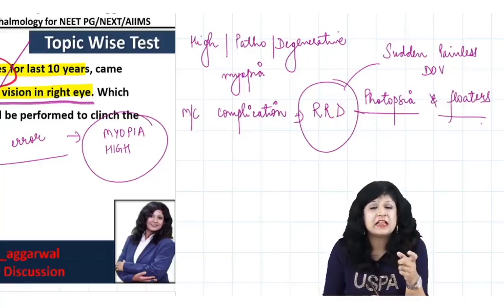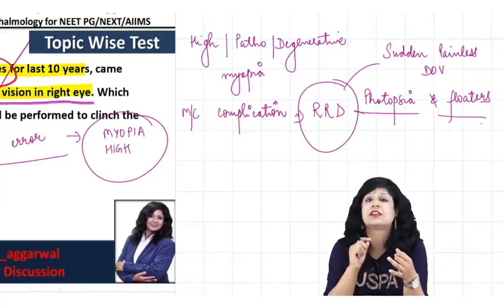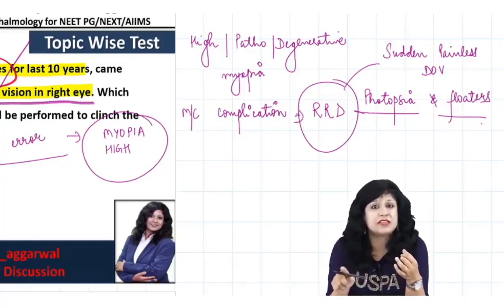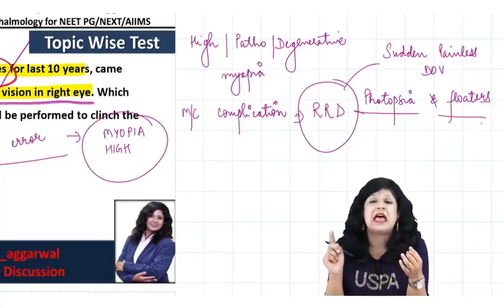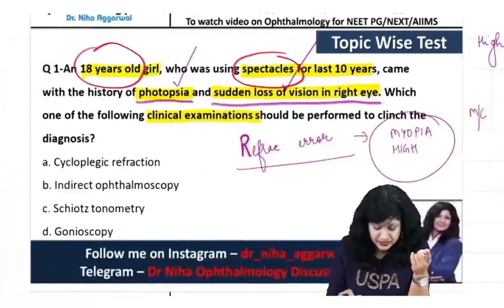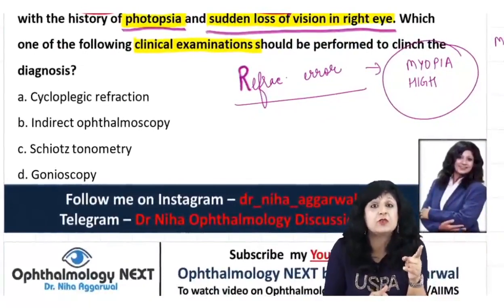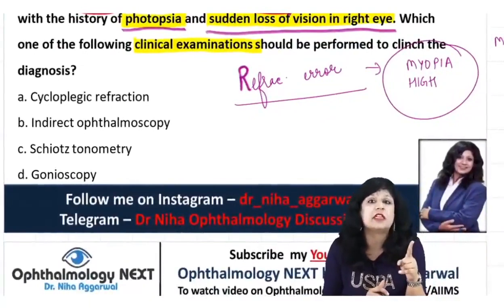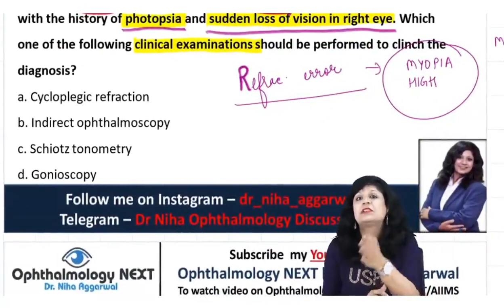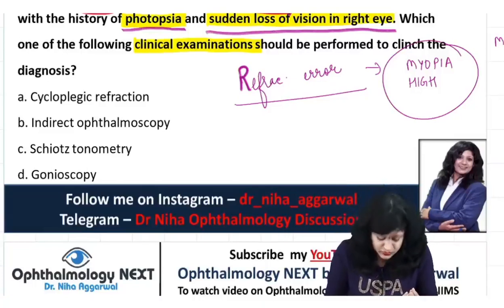So we can take that this patient was having high myopia who has now developed rhegmatogenous retinal detachment and therefore is presenting with sudden loss of vision and photopsia. Photopsia means flashes of light. So now look at the options. Which of the clinical examinations? They are not asking you investigation. This is again an important thing. You have to see what particular thing they are asking. They are asking which of the following clinical examinations should be performed in order to clinch the diagnosis.